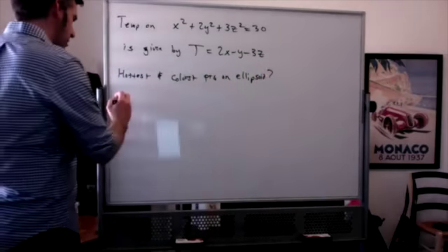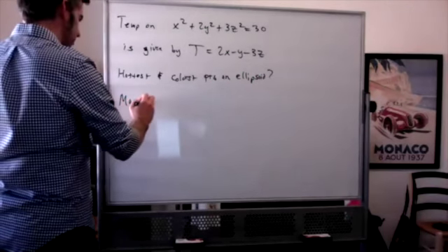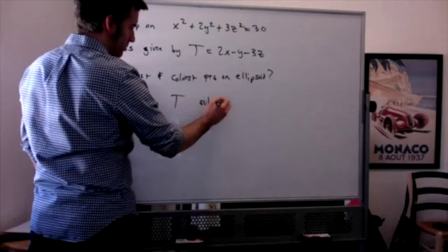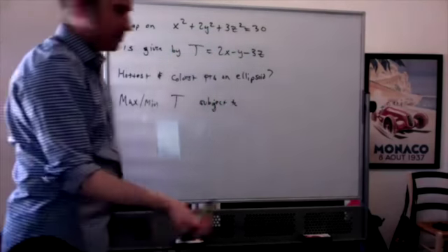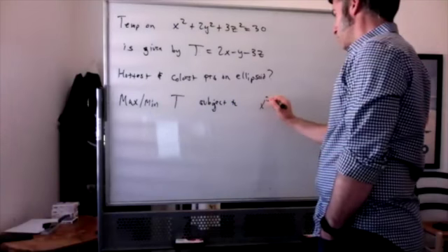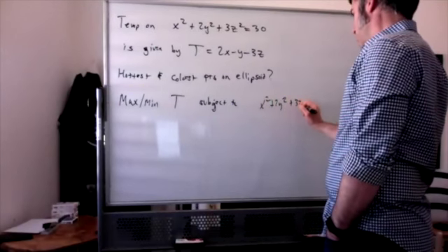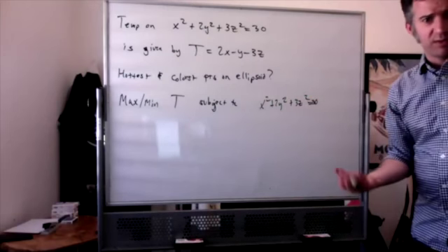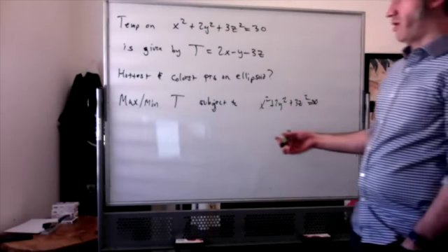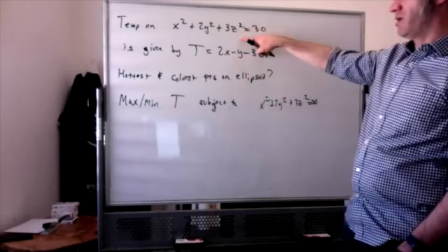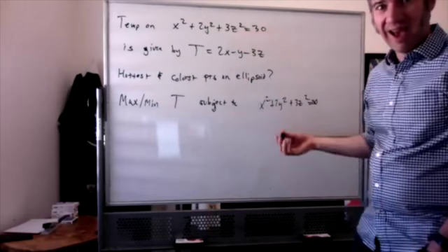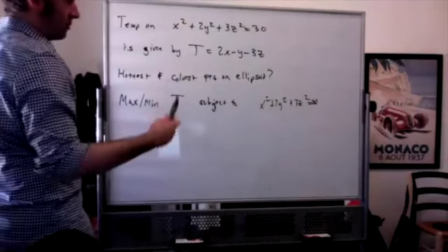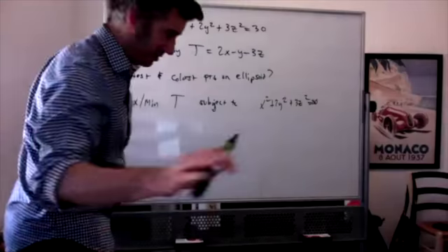Or in other words, maximize and minimize T subject to the constraint of being on the ellipsoid. You always want all your variables on one side. We're trying to maximize this, given this equals 30, or this minus 30 equals 0. It doesn't matter what side your constant's on. That's what I'm trying to say.